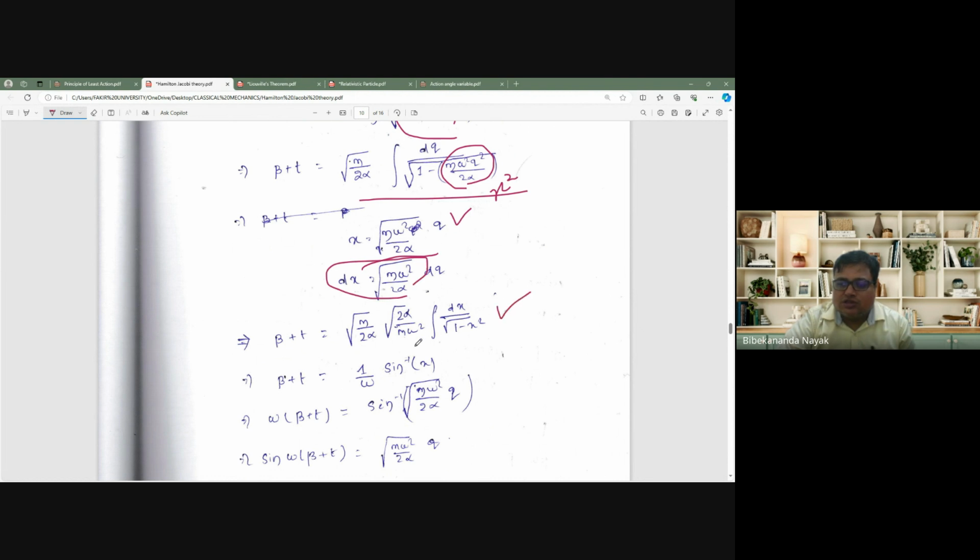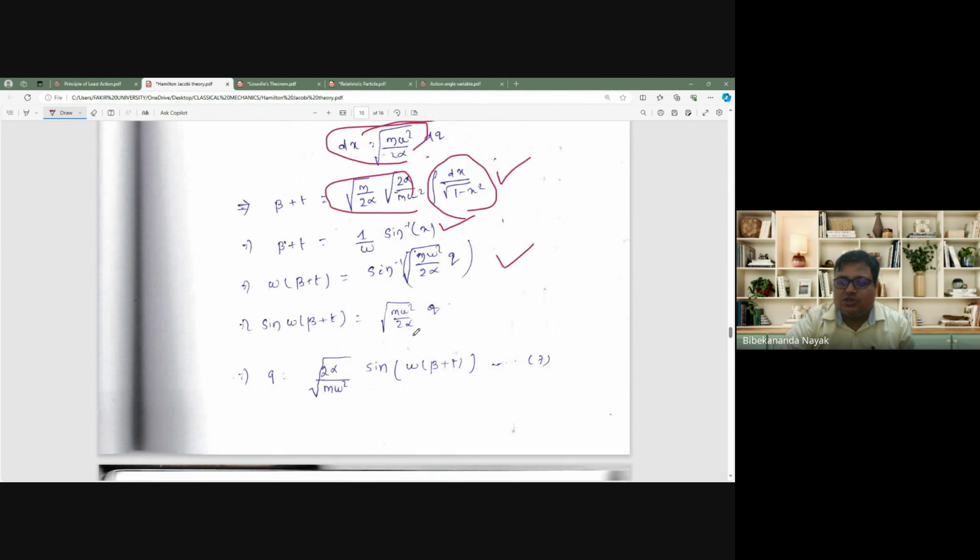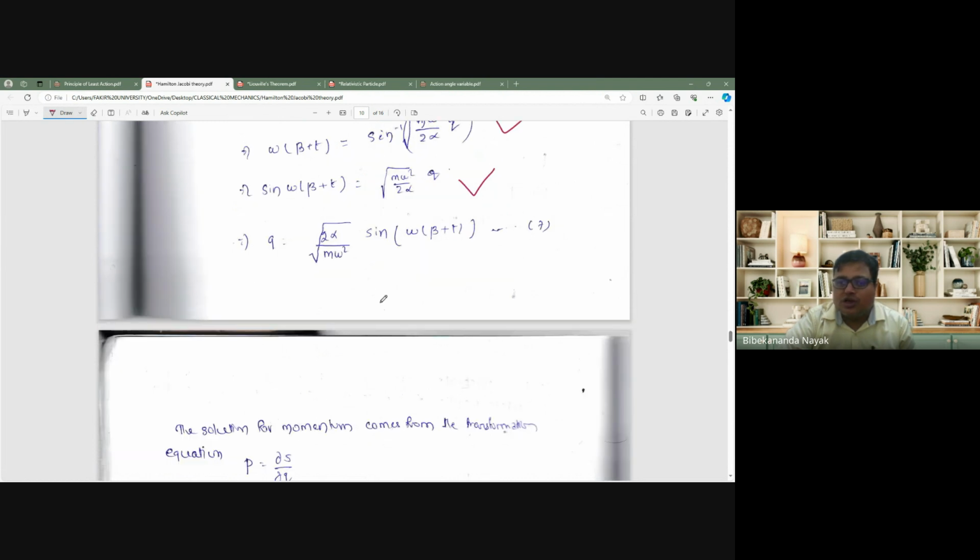So these are the constants, because integration of dx by square root of 1 minus x square is sin inverse x. So I found sin omega (beta plus t) is equal to sin inverse, omega m omega square by 2 alpha into q, or q is equal to square root of 2 alpha by m omega square times sin omega (beta plus t). Okay, we found the position.